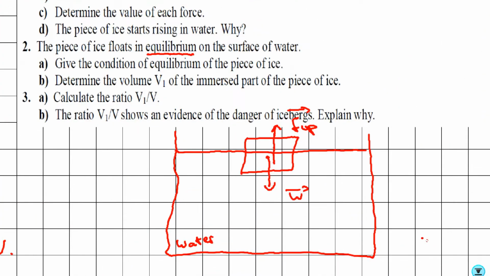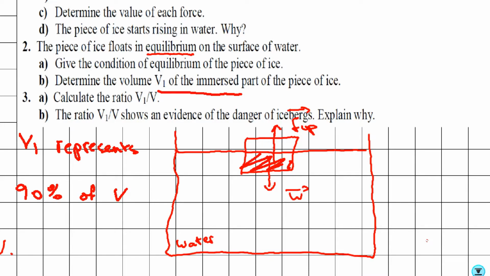This statement is very important. Let me explain it here. What does it mean that V1 represents 90% of V? First, let's recall what V1 and V refer to. V1 is the volume of the immersed part. So this is V1. What does V represent? V represents the outer volume. So when they are telling us that V1 represents 90% of V, it means that the majority of the volume of the piece of ice is found inside the water.